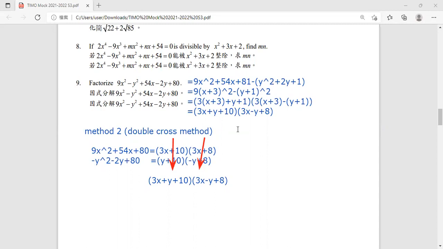Both methods are okay, whichever way you like it. It may be a little bit different for you, because you can directly use the cross method to do this part. Any questions?